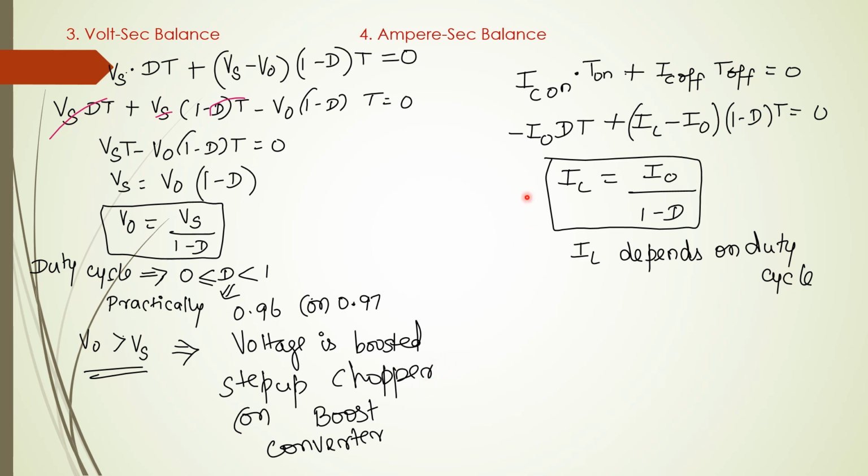So voltage is boosted. Similarly, for the current, we apply IC on into T on plus IC off into T off equal to 0. At last we get the derivation IL equal to I0 by (1 minus D). The point is IL depends on the duty cycle. In the same way, V0 depends on the duty cycle.